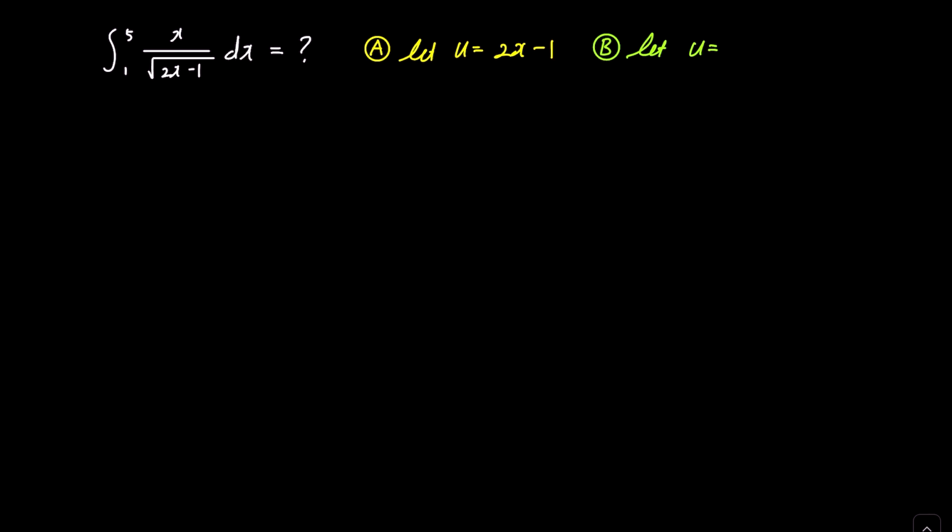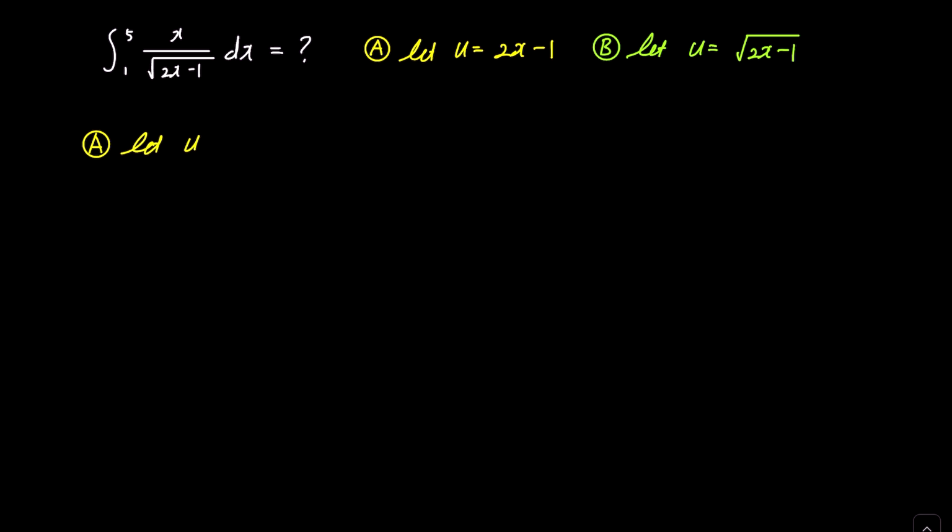This time, let's solve a definite integral problem using substitution. Since the integral on the screen seems challenging, we need to decide what to substitute. A. Substitute u for 2x minus 1. B. Substitute u for square root of 2x minus 1. Which would make the problem easier? I will solve both and compare, then guide you on which one to choose.